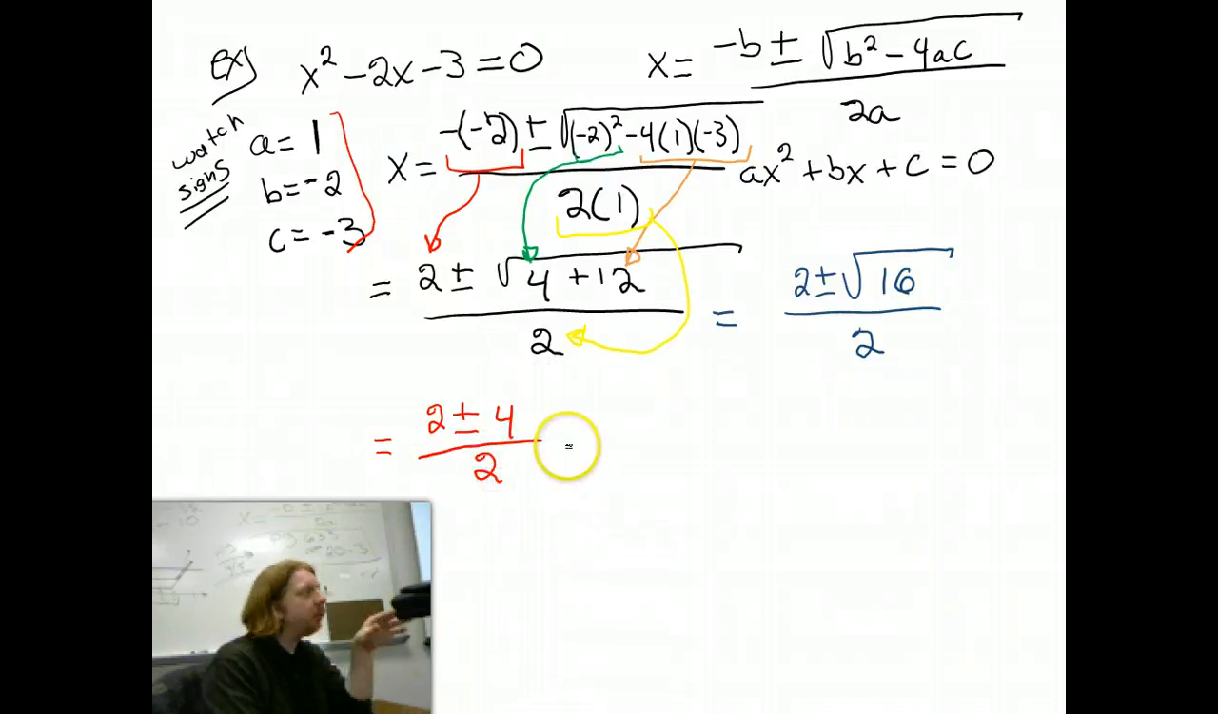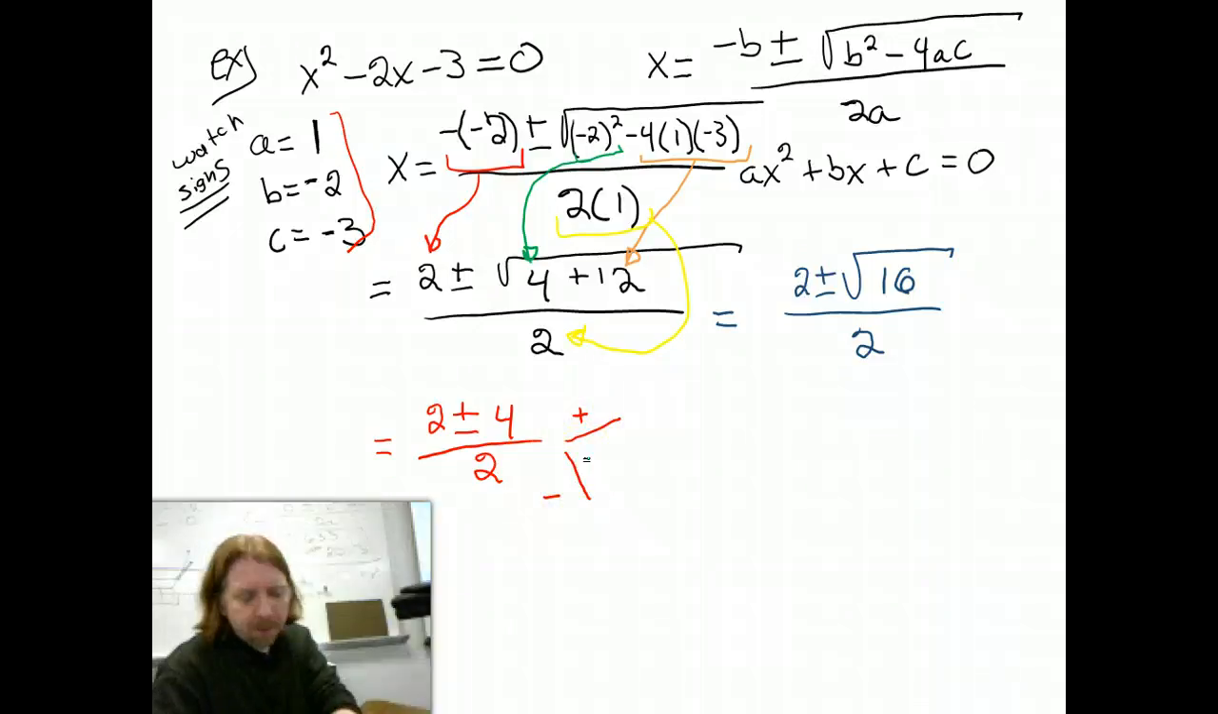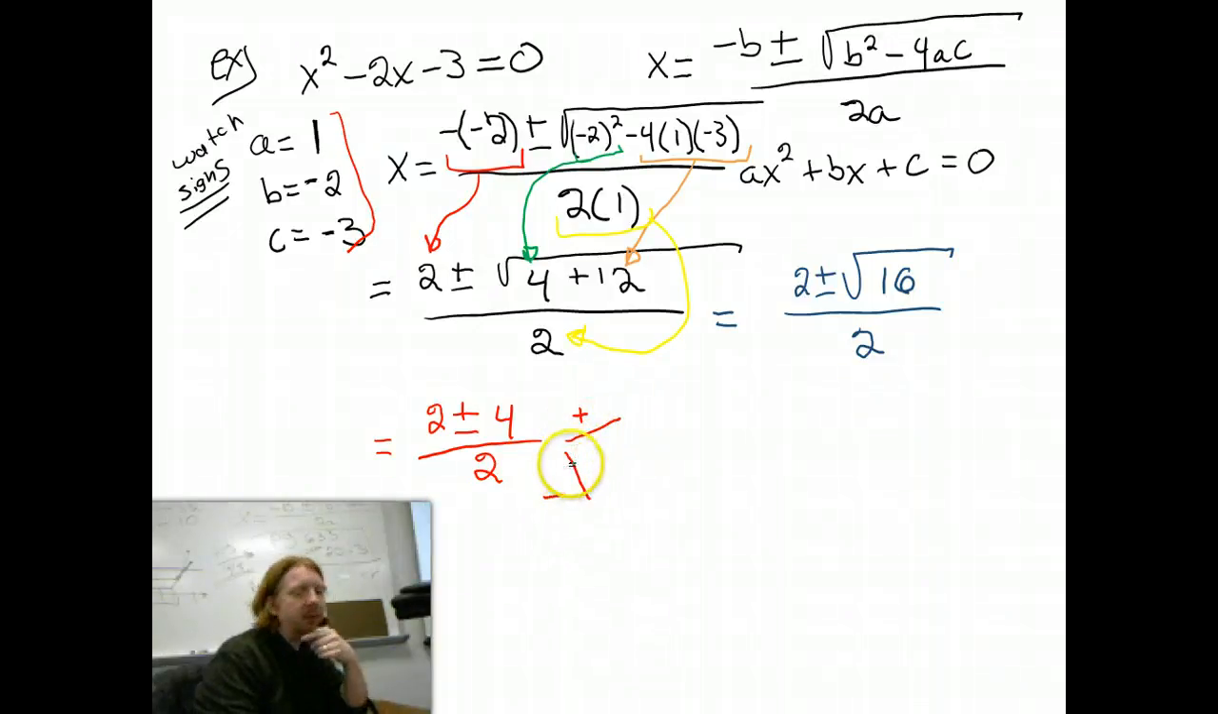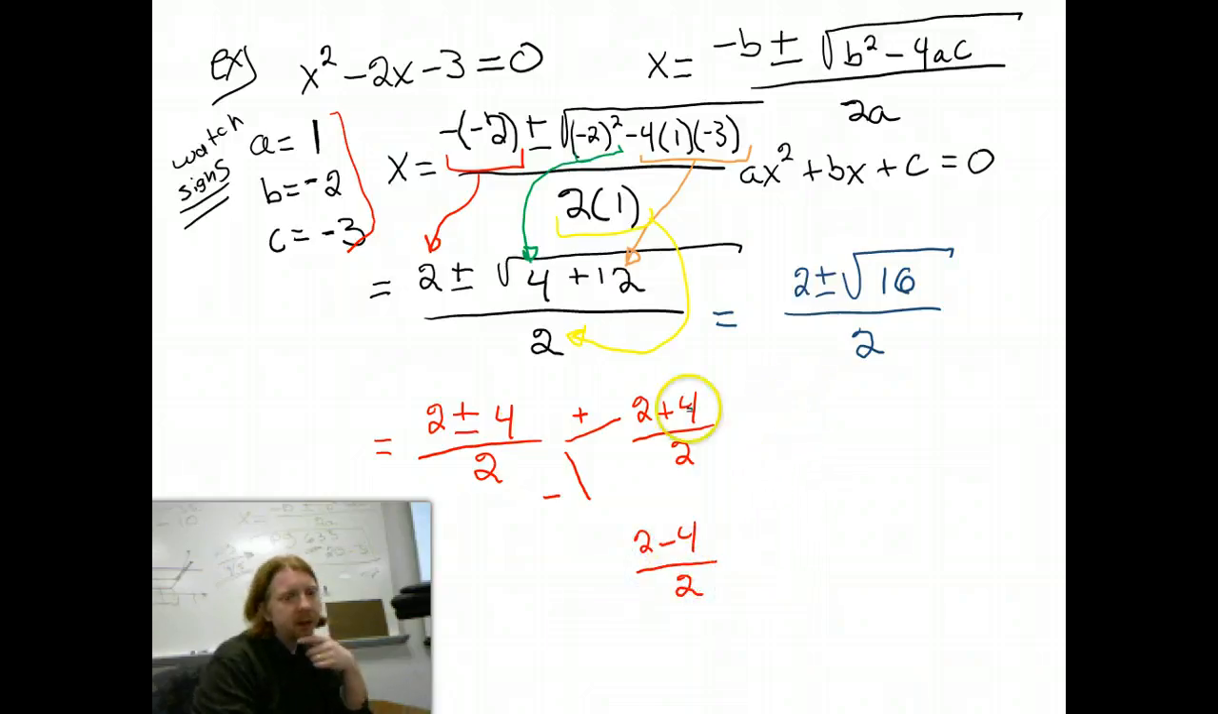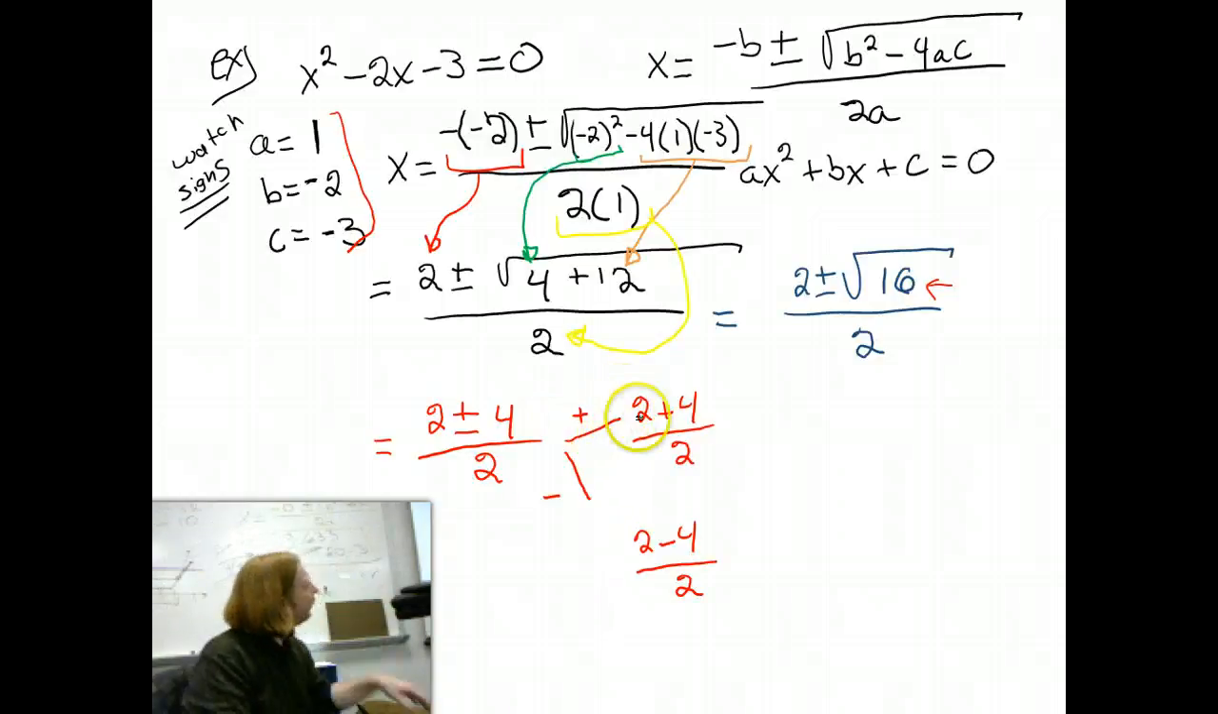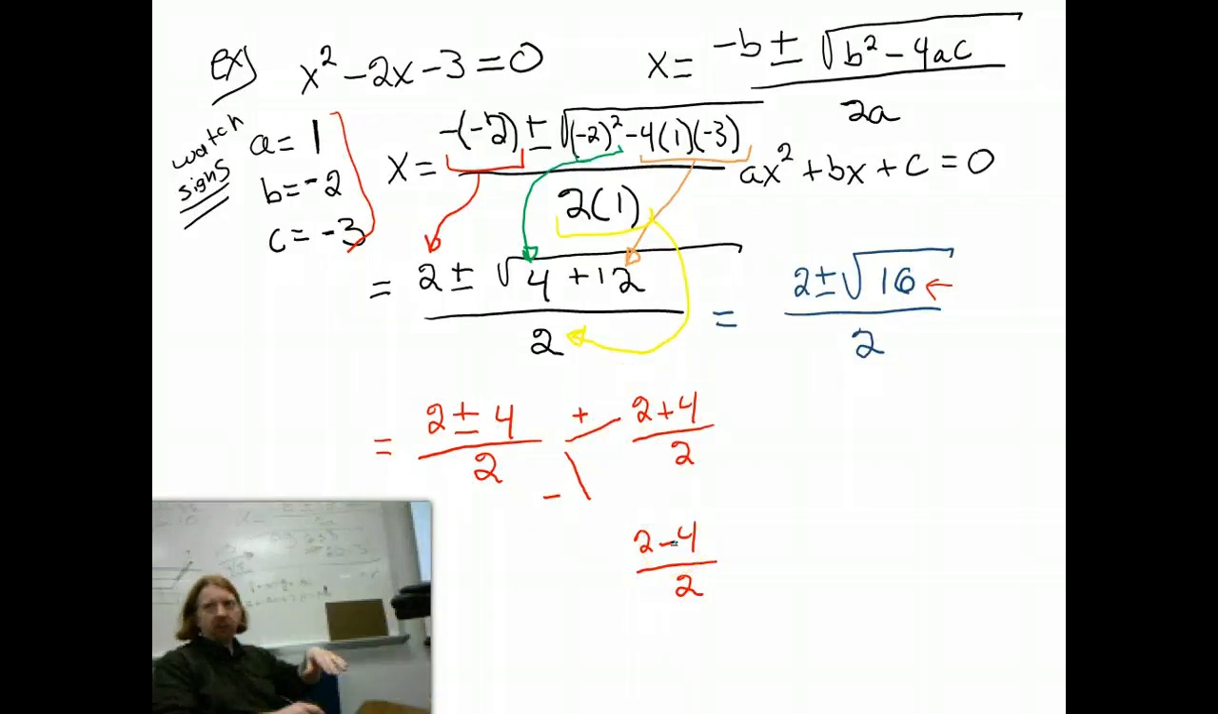Now comes the last part, and this is where people tend to fall off a little bit. I'm going to split this into my 2 cases, the plus and the minus case. So this is going to be 2 plus 4 divided by 2, and this is going to be 2 minus 4 divided by 2. The square root of 16 is 4. And now, because it's plus or minus 4, I have to split the plus case and the minus case.